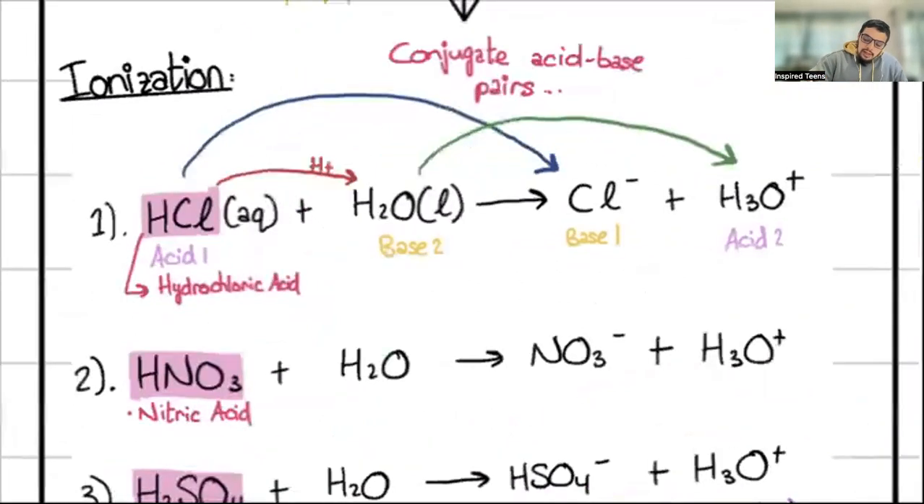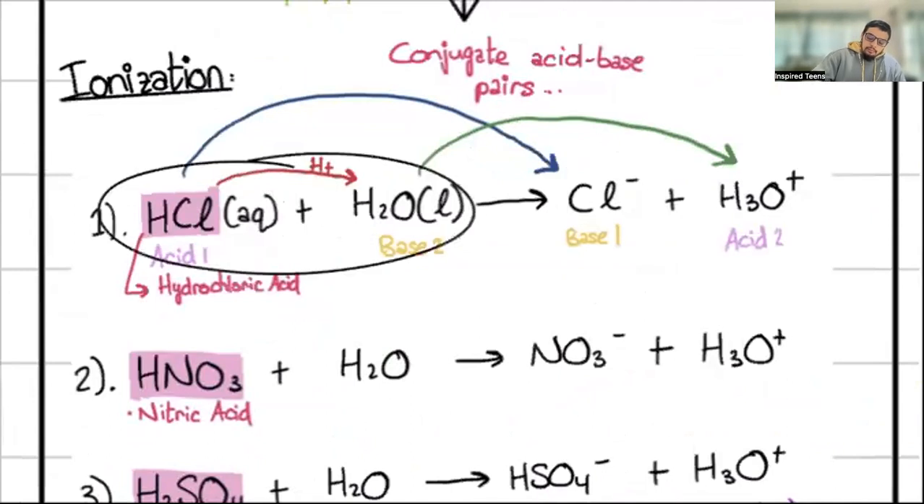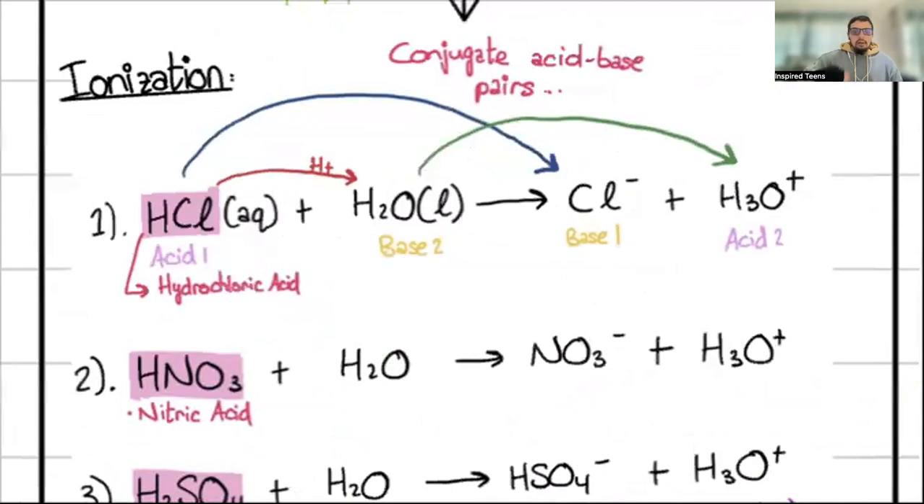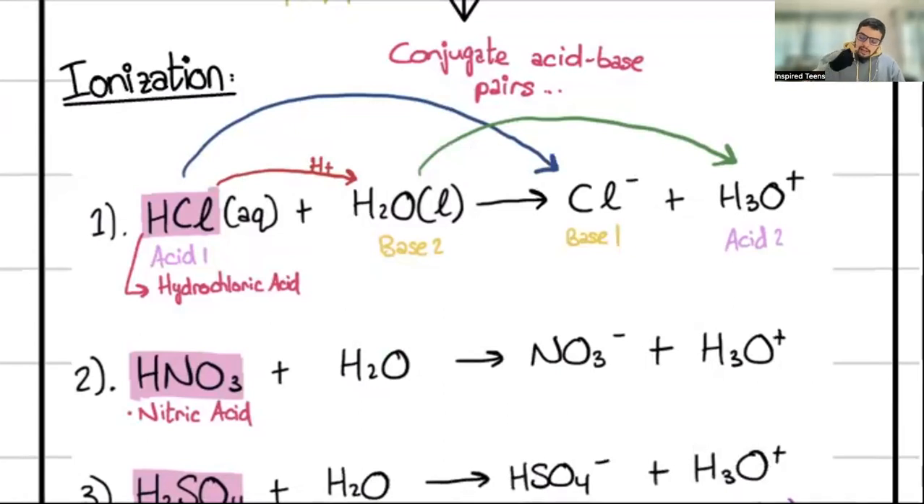So right here we have HCl mixing with water to form Cl- and H3O+. Whenever this HCl reacts with water, we call that our ionization reaction. Acids always will ionize. So when they react with water, they will separate into Cl-, and the H+ essentially gets donated and will form H3O+. We also have it labeled, so we can see that our conjugate acid-base pairs are labeled.